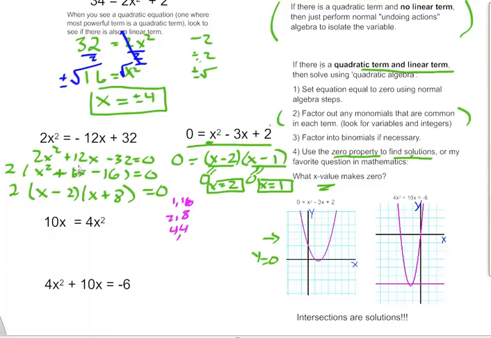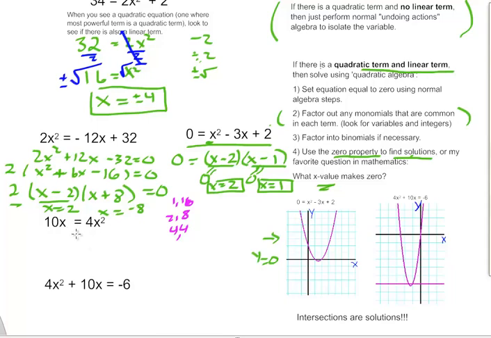Yep, that works. Now my favorite question, what makes 0? Well, 2 is a constant. It's constantly 2. That's why they call it a constant. So it's never going to be 0. This factor right here will be 0 if x is 2, and this factor right here will be 0 if x is negative 8.